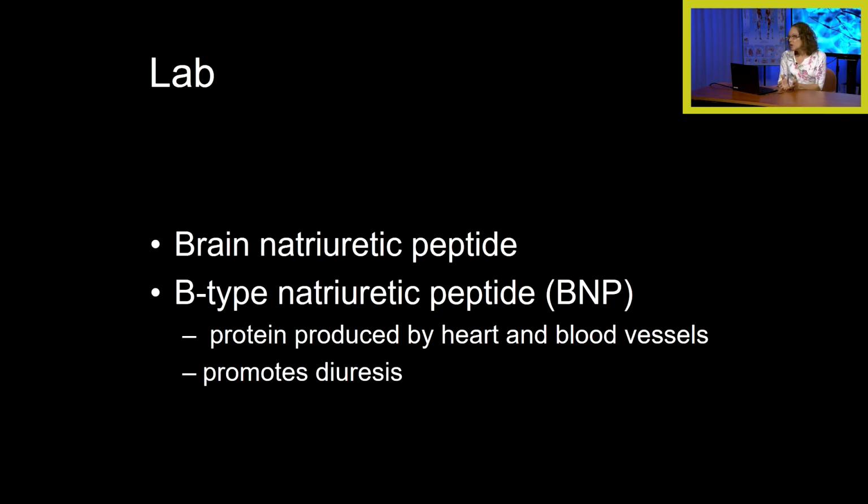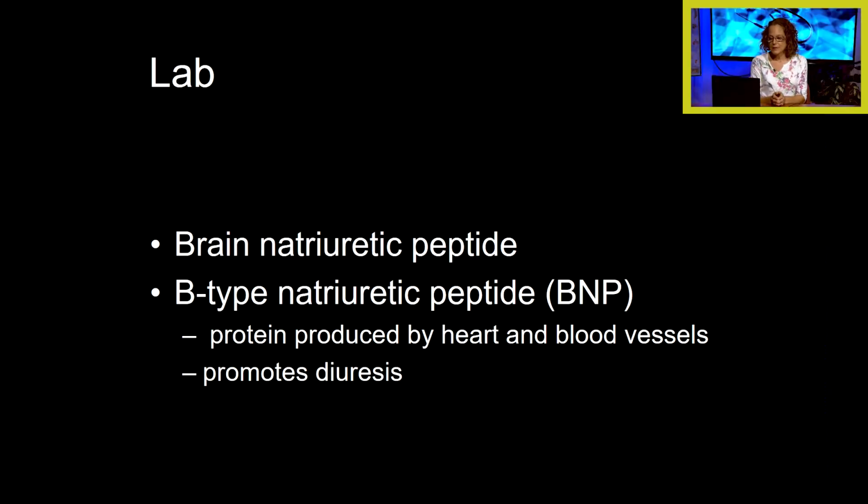And so lab results that we will look for, one in particular that I want you to know about is the brain natriuretic peptide, or the B-type natriuretic peptide. This is the BNP. This is a protein that's produced by the heart and the blood vessels that helps promote diuresis. So let's think about this. This is almost kind of like another mechanism by which the body is saying, oh, there's too much fluid on board. And we have this natural way of releasing this peptide that promotes diuresis.